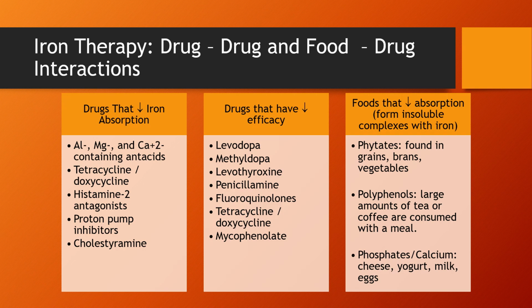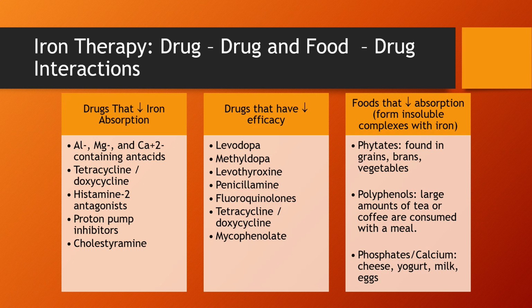So on this slide, we have some of the drug-drug and food-drug interactions that I want you guys to be aware of as far as iron is concerned. Some of the aluminum, magnesium, and calcium antacids, as well as tetracycline and doxycycline and cholestyramine, can bind to the iron in the gut and reduce its absorption.